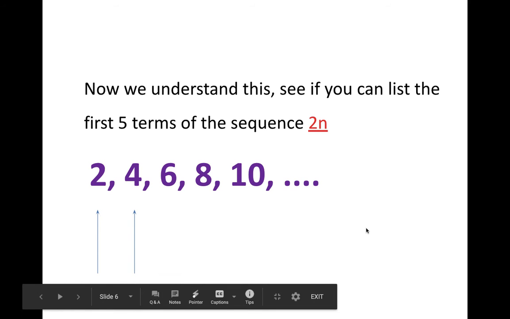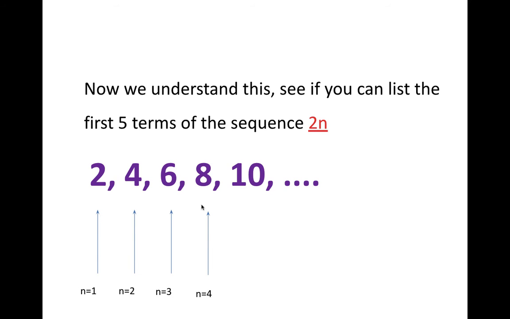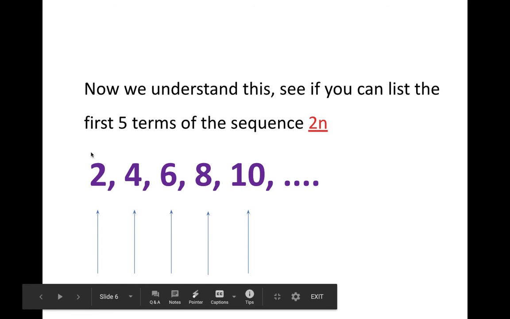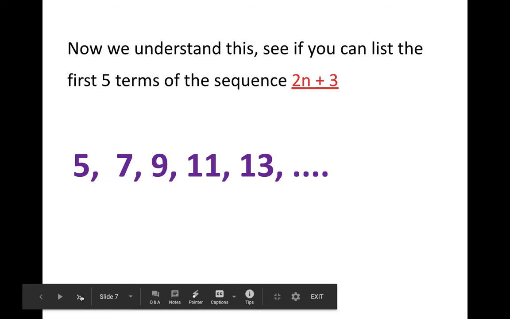So effectively, we get the following. N is equal to 1, 2, 3, 4 and 5, where this represents the number in the sequence. If n is 1, this is the first term. If n is 2, this is the second term, and so on. So for this particular sequence, it's 2n plus 3.